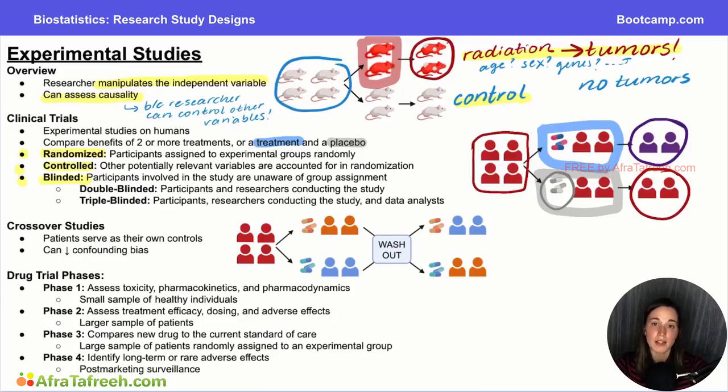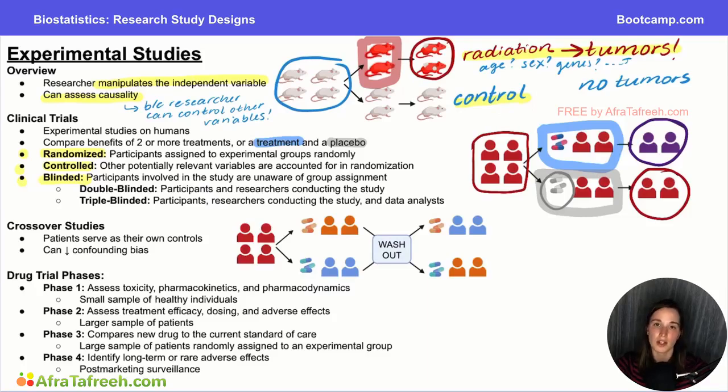In a double-blinded study, neither the study participants nor the researchers that are running the study know who is assigned to what group. And in a triple-blinded study, participants, researchers, and also the people who are analyzing the data at the end of the study aren't aware of the group assignments. This helps reduce certain psychological variables that can enter into a study. So for example, if you are a participant and you know you're part of the treatment group, you might be more likely to report an improvement in symptoms than if you thought you were in the placebo group.